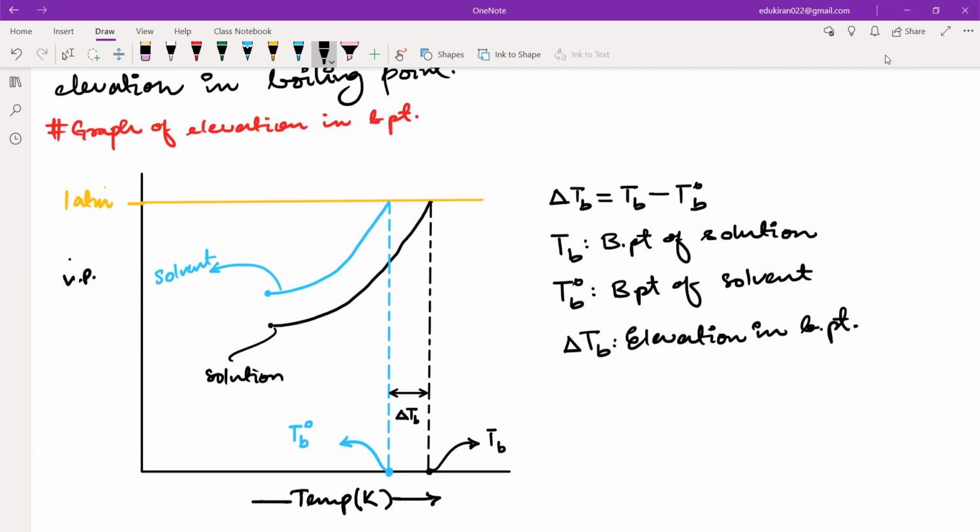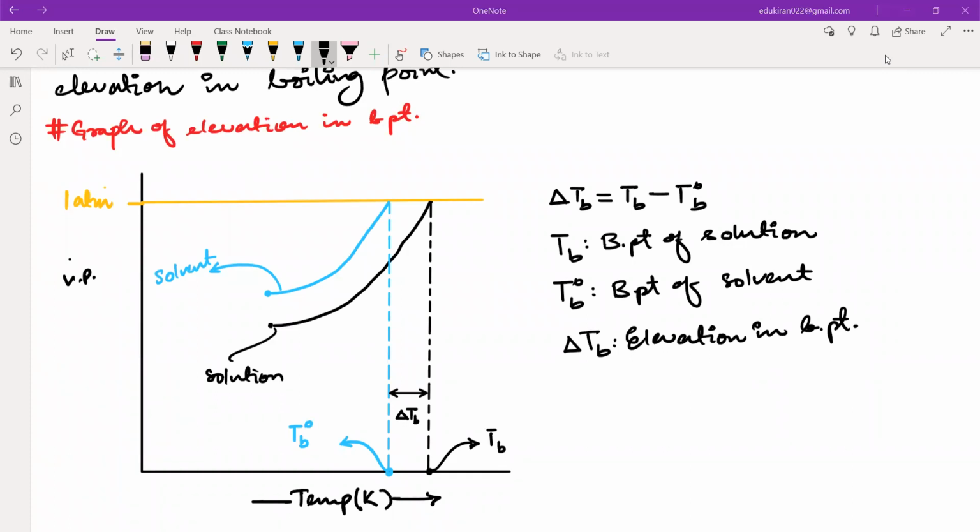Done, guys? Yes or no? Yes. Okay. Now you both will tell me, if I increase the amount of solute, what am I doing? Can you please tell me what I'm doing? I'm increasing the amount of solute.